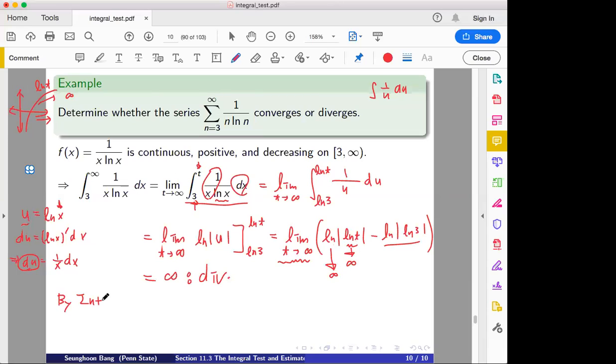The conclusion is like this. The corresponding series, summation from n equal to 3 to infinity, 1 over n times ln of n, diverges. This is the whole idea for solving this problem.